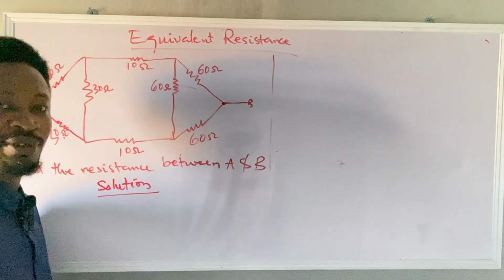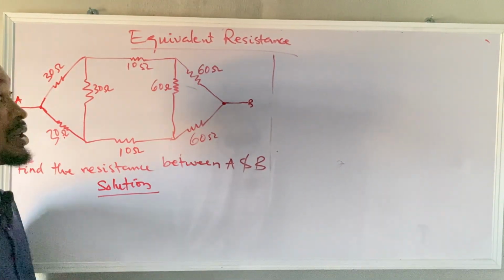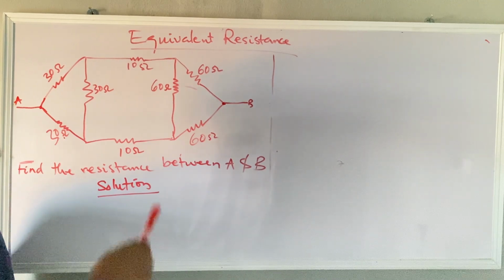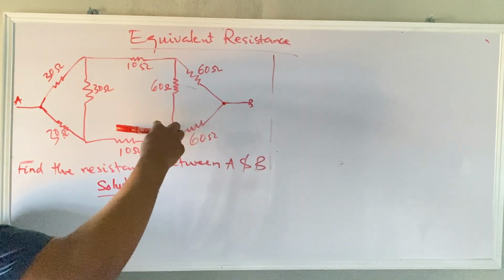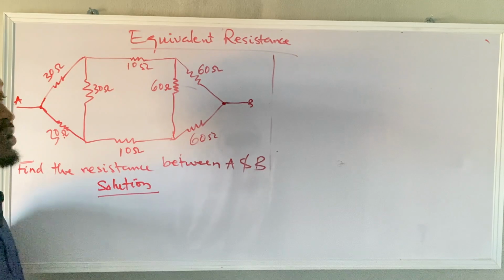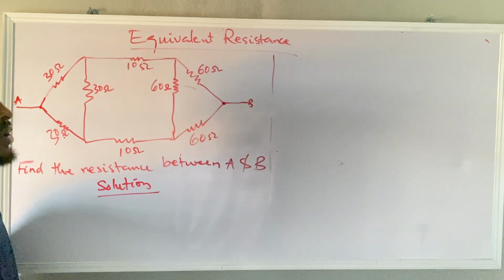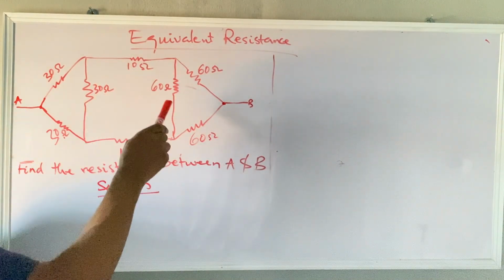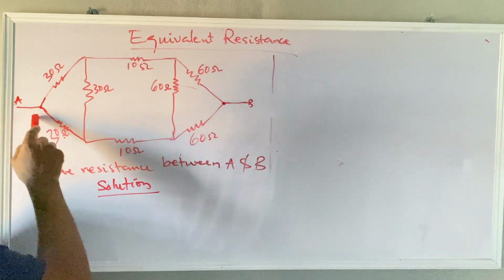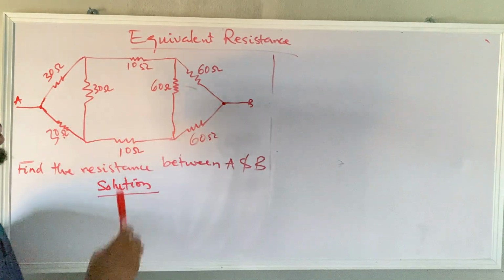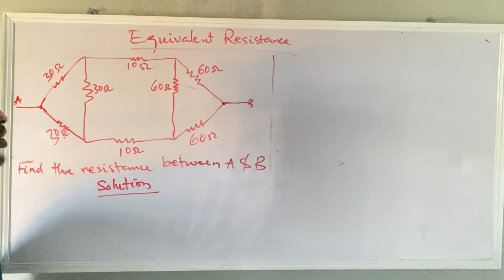Hello everyone. So in today's tutorial, I'm going to be trashing this. It's a very simple circuit, but it looks difficult. It is not difficult. We are asked to find the equivalent resistance between point A and point B. That is what we are asked to do.